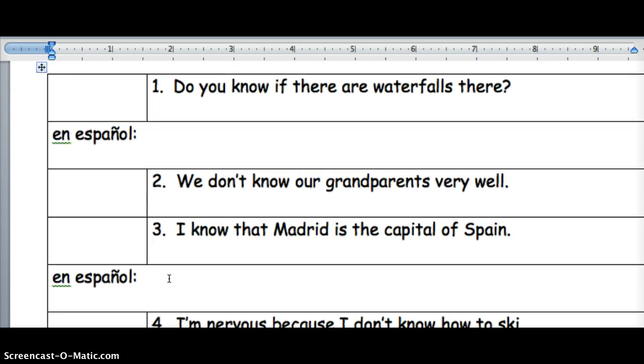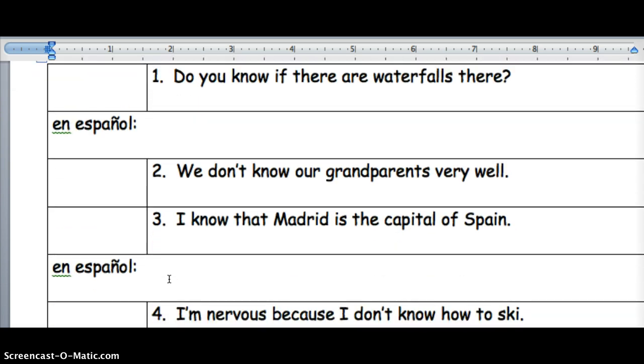So here is some práctica. For the first four, I'm going to give you a minute just to decide, would it be a form of saber or would it be a form of conocer that would be used if you were to translate these sentences to Spanish?